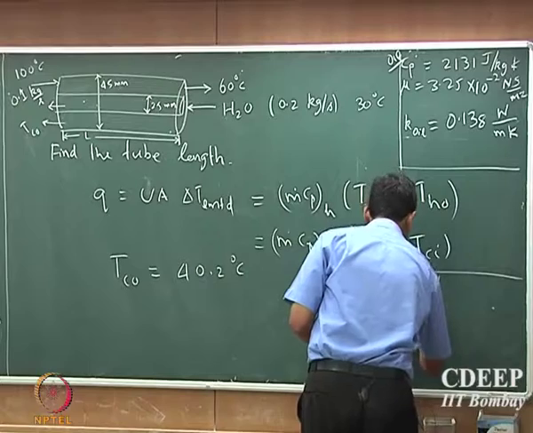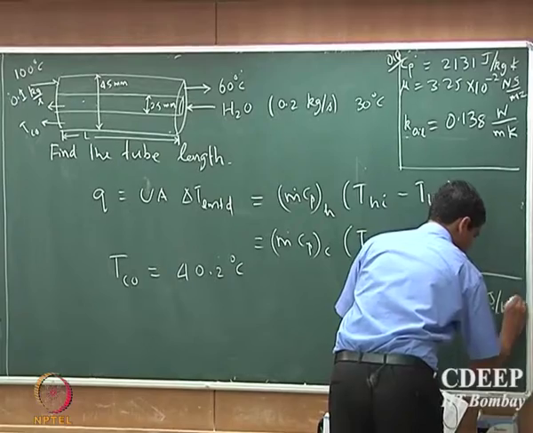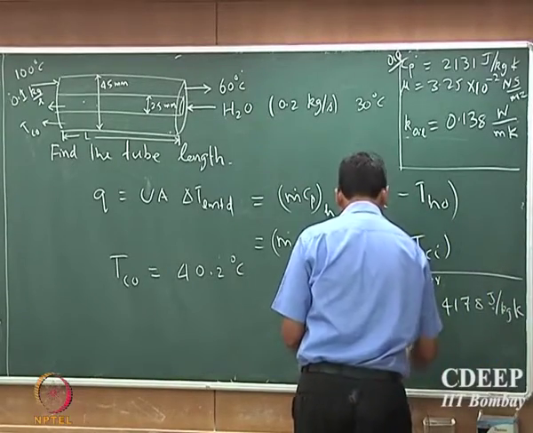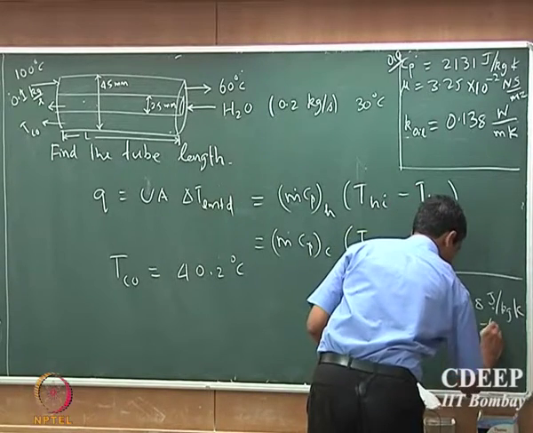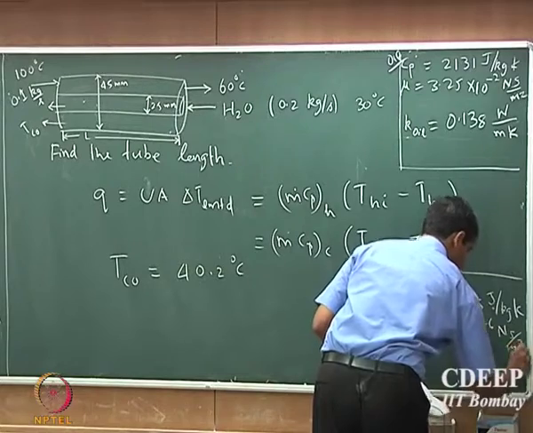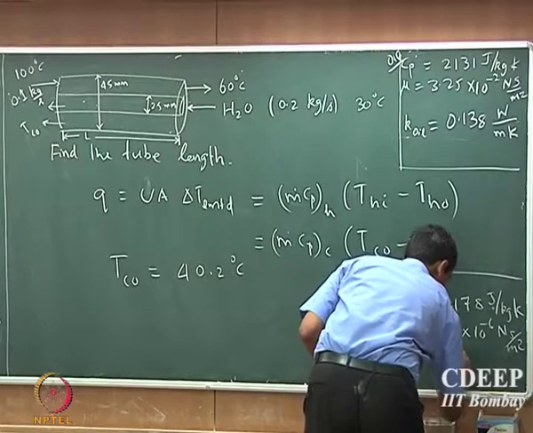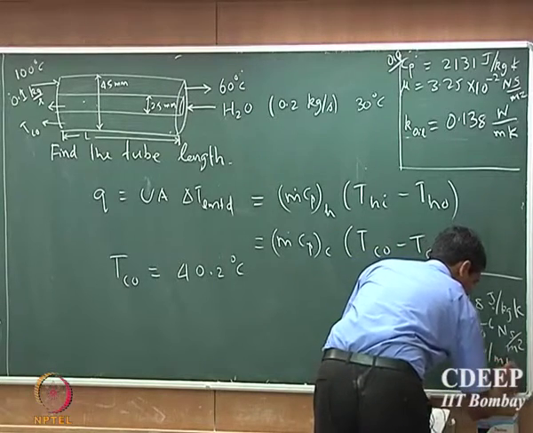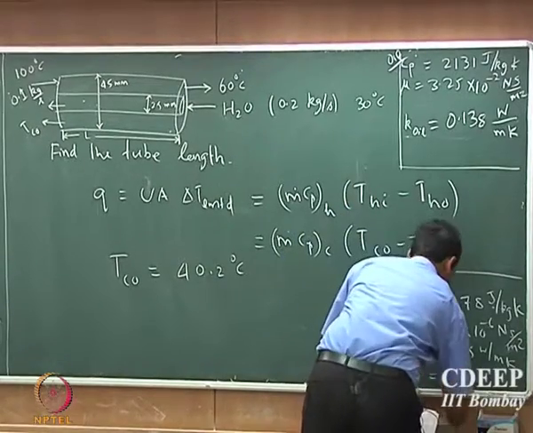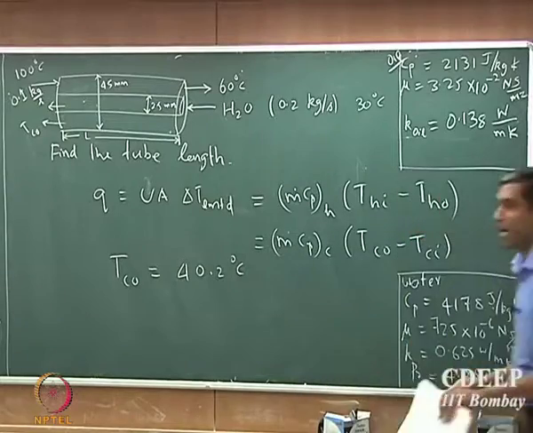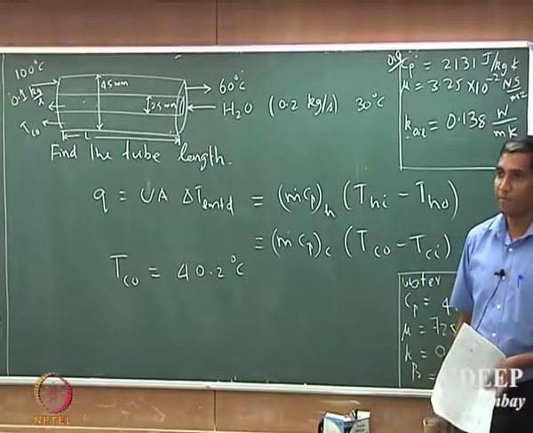For water, the Cp is 4178 joule per kg Kelvin, and we have mu is 725 into 10 power minus 6 Newton second per meter square, and the conductivity is 0.625 watt per meter Kelvin, and Prandtl number is given. Prandtl number is 4.85. Okay, so all the properties are given, so we can immediately find out what is Tco.